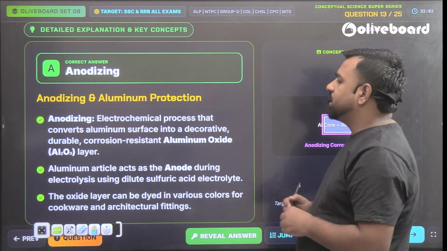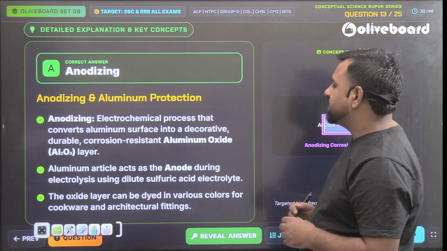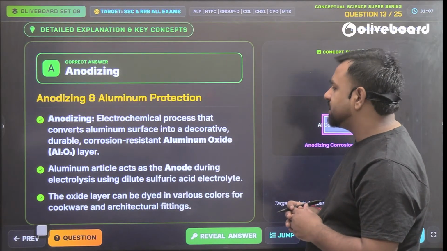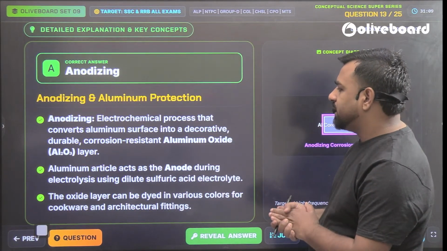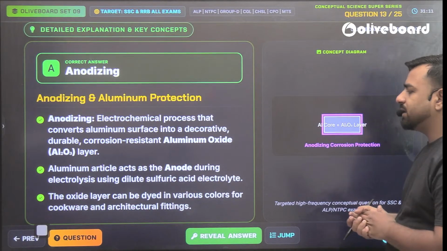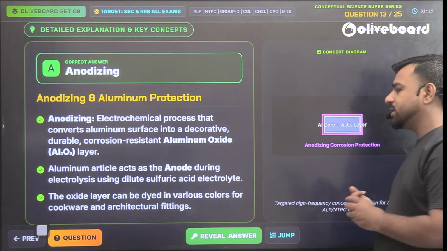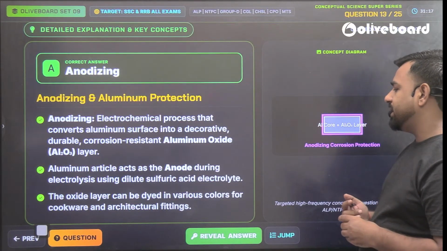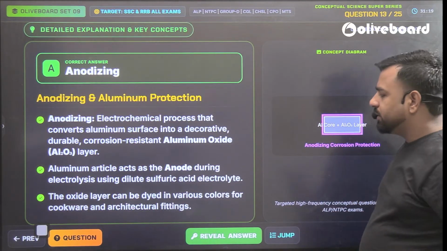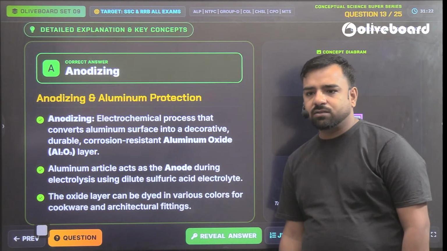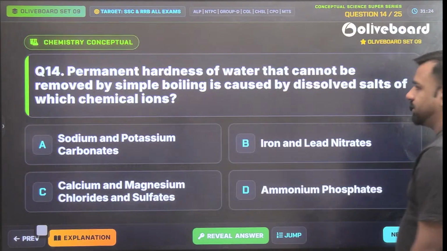It is an electrochemical process that converts the aluminum surface into a decorative, durable, corrosion resistant aluminum oxide. The aluminum acts as the anode during the electrolysis using dilute sulfuric acid electrolyte. The oxide layer can be dyed in various colors for cookware and architectural fittings. So what is the answer? Anodizing. Perfect. Next.